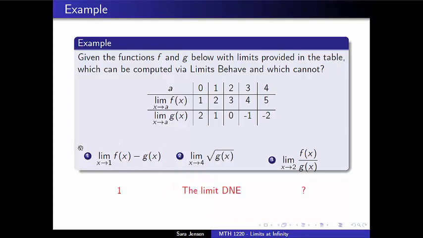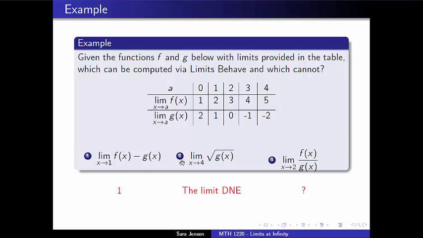Now, in the first example here, adding and subtracting any 2 numbers is always fine. So this one should be really straightforward. If I want to know the limit of the function f minus g evaluated at x as x is approaching 1, all I have to do is say the limit of f as x is approaching 1 is 2, the limit of g as x is approaching 1 is 1, and 2 minus 1 is 1. So the answer here is really nice and straightforward.